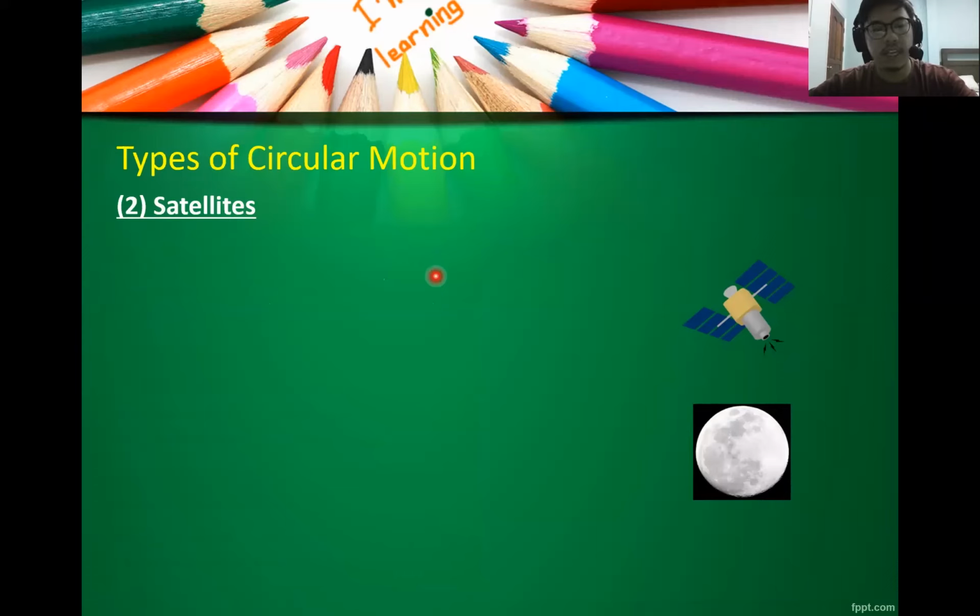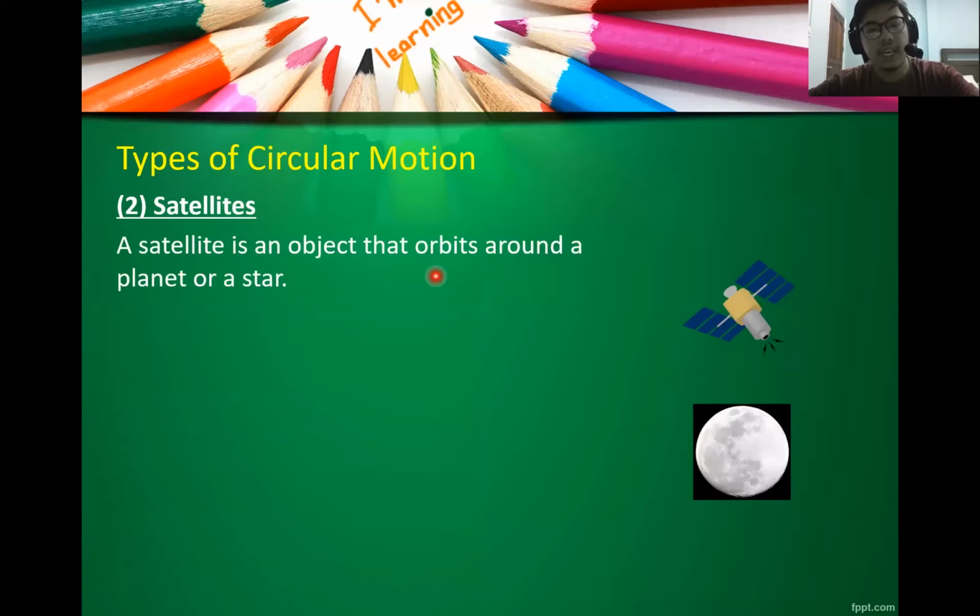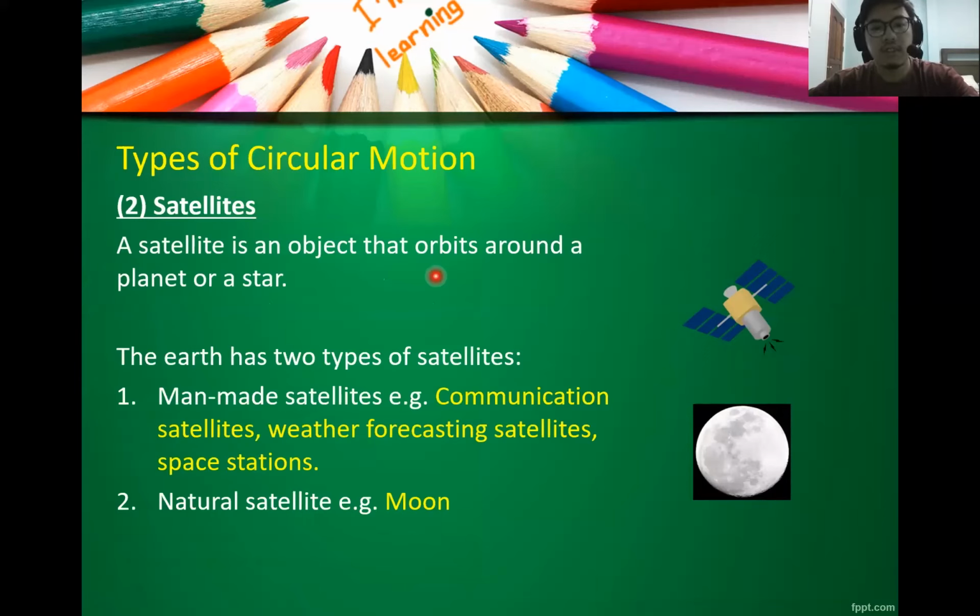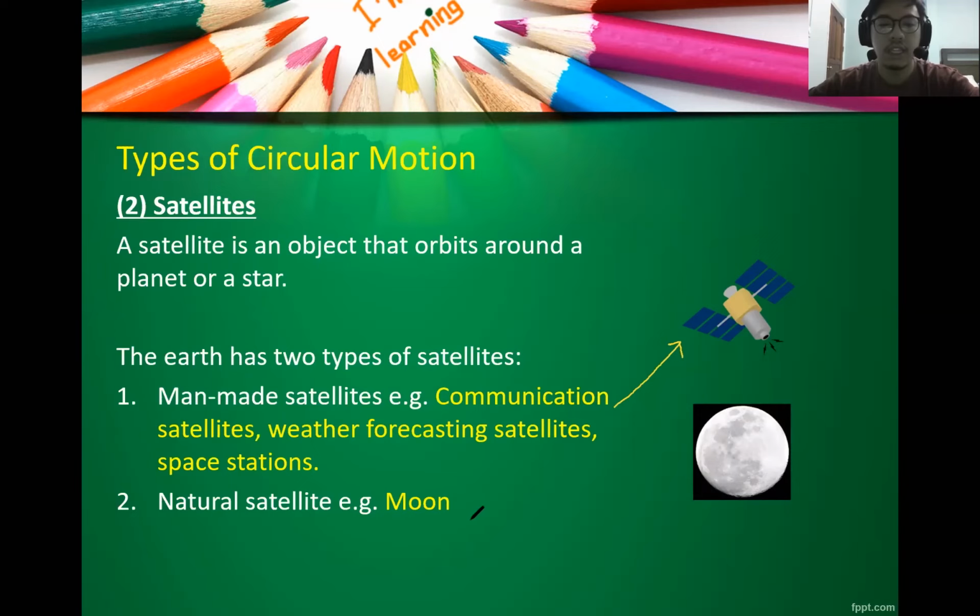Let's talk about satellites. A satellite is an object that orbits around a planet or a star. The Earth has two types of satellite. Man-made satellites, yes, that's right. A satellite is not only a type of machine, but anything that is orbiting around the planet or a star. So you have man-made satellites. These are the communication satellites, weather forecasting satellites, space stations, and so on. And you have natural satellites. Yes, the moon is also known as a satellite for the Earth. So these are natural satellites.